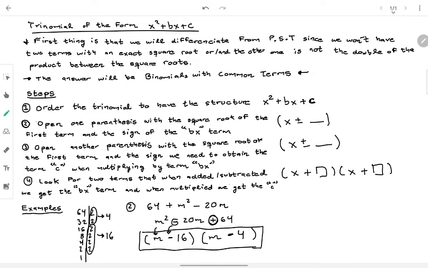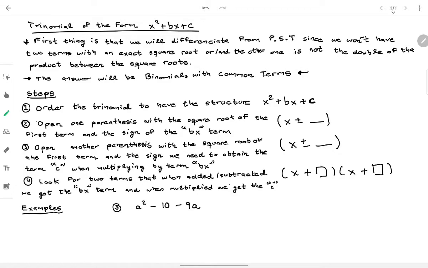So let's continue with another exercise. So let's check the next exercise. On the next exercise, we got this one, a squared minus 10 minus 9a. So we need to order it. If I order it, it's going to be a squared minus 9a minus 10.